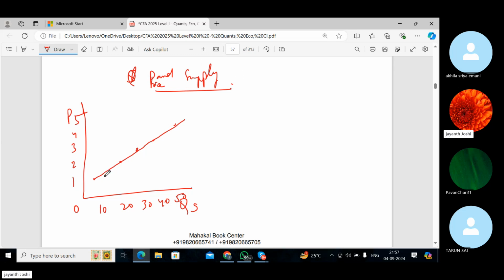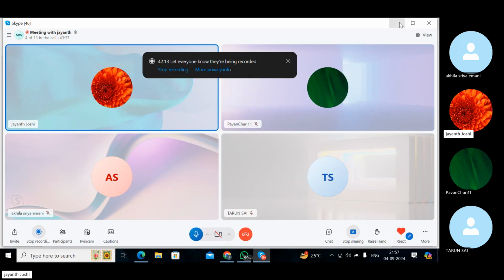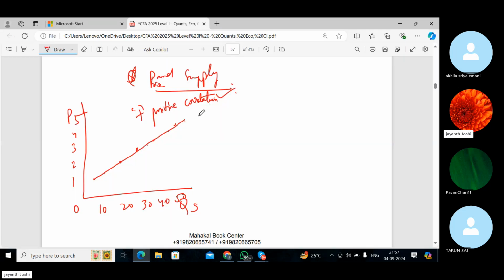The scatter plot shows that all the points are lying on this line, and it shows a positive relationship between price and supply. And this is a perfect positive correlation. I will come to the concept called correlation, don't worry. I will explain that concept also.